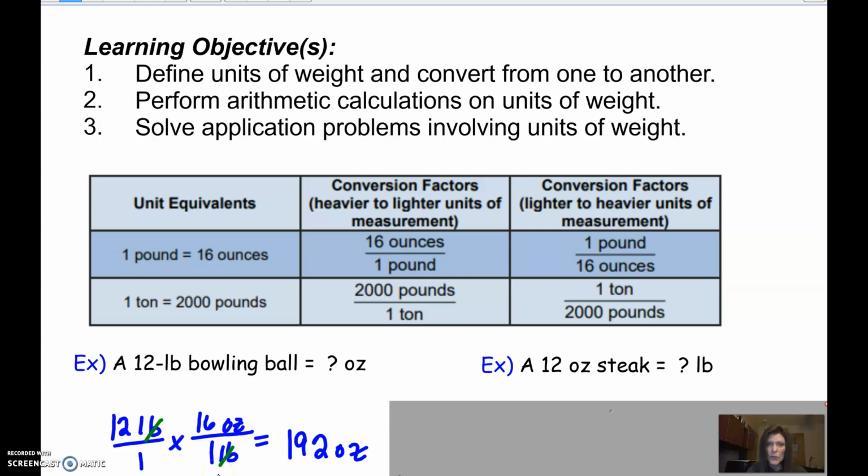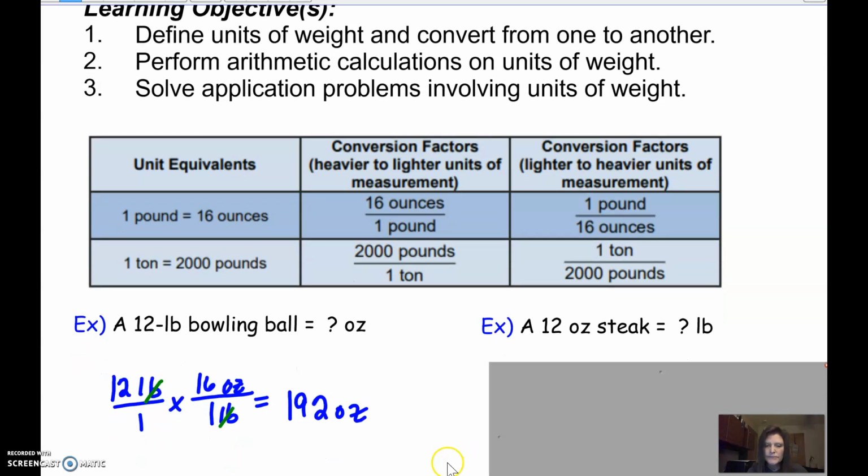In this case, we want to get rid of the pounds, so I have to put the pounds on bottom so that it cancels the original given pounds, and what's left is ounces. All right, that unit I want should always end up being on the top. For this one, that means I just have to multiply across the top and I get my final answer of 192 ounces.